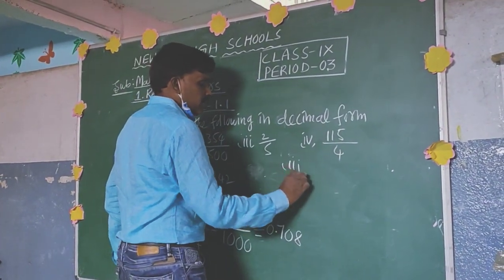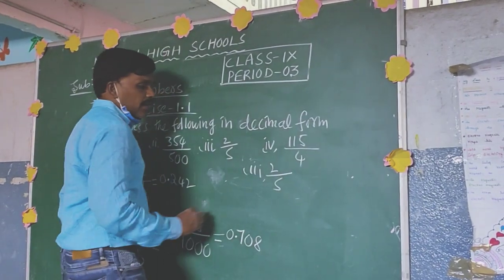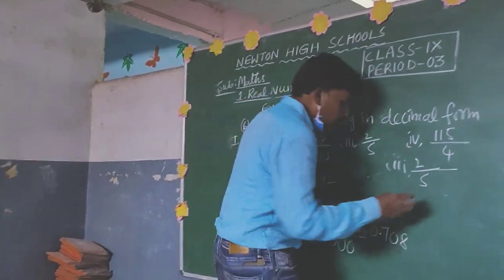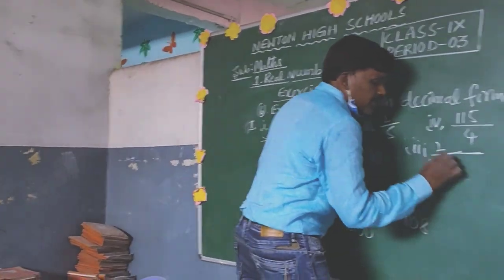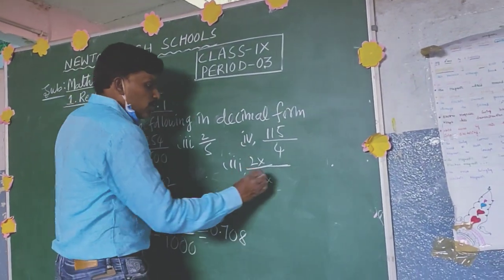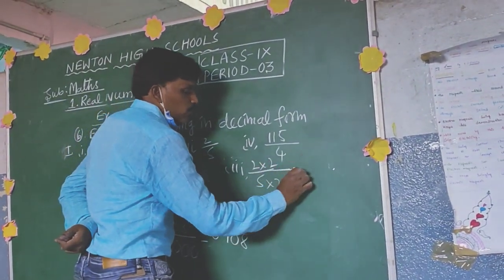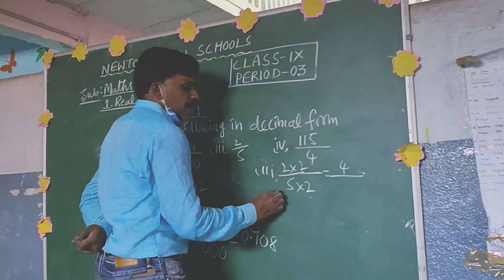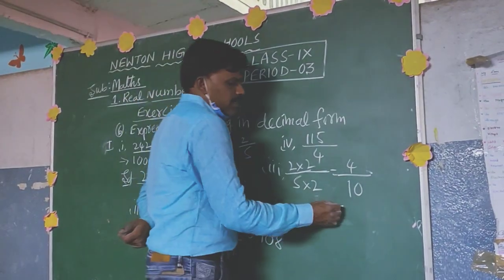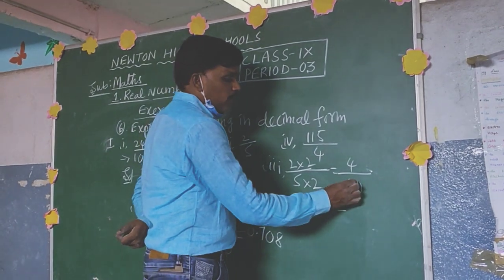Third one is 2 by 5. Okay, 5 is not an exponent of 10. So we have to convert 5 into an exponent of 10. So we need to multiply with 2. Isn't it? 2 2s are 4. Product of the numerators is 4, and product of the denominators, 5 2s are 10. Yes, 10.